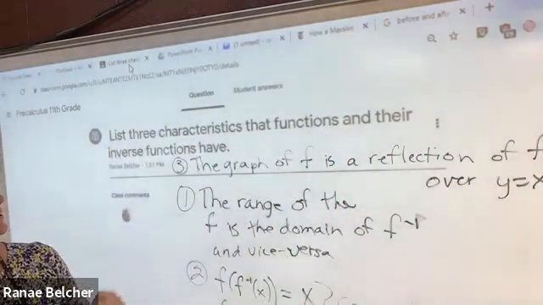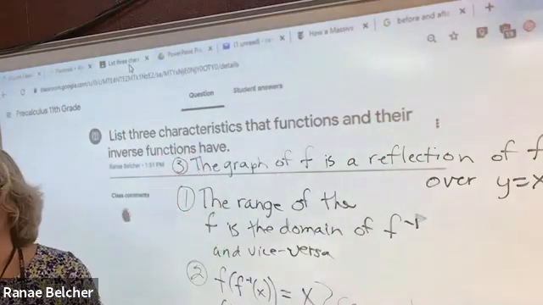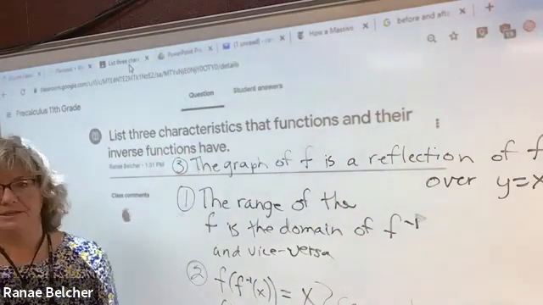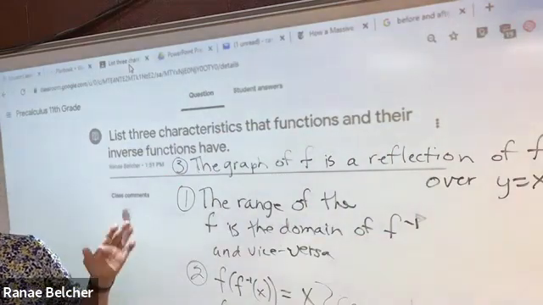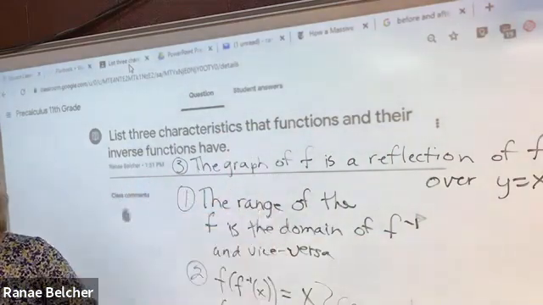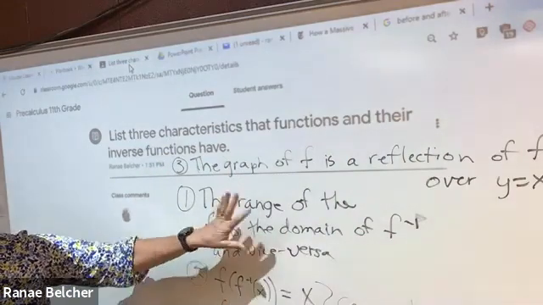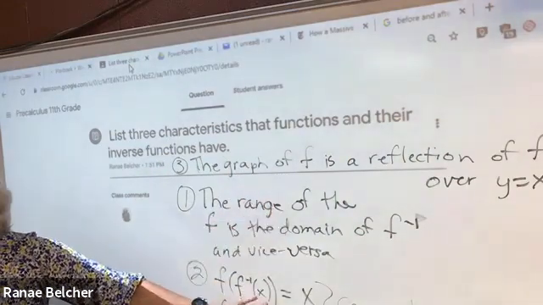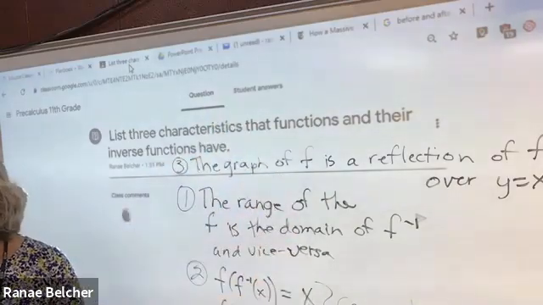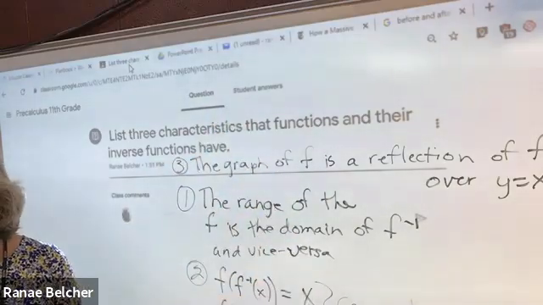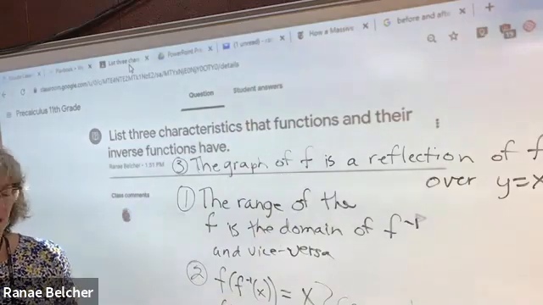Okay, so those are characteristics that functions and their inverse functions have, because sometimes you'll be asked to identify if a function has an inverse, what it looks like, or what the data looks like, or what the compositions do. These are ways you can prove that two functions are inverses. All right, you can put your markers away and your marker boards back.